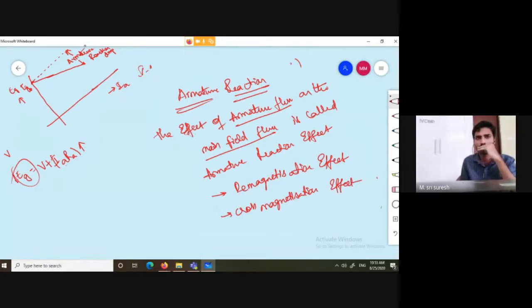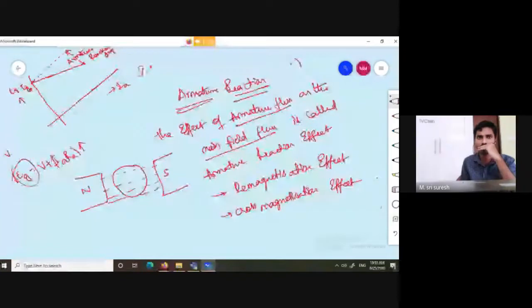Now I am drawing a circuit diagram in order to represent what is meant by field flux and what is meant by armature flux. So here we have a north pole and a south pole. In between the north pole and south pole, there is flux present. That flux is called the main field flux, that means the flux obtained by the field winding.